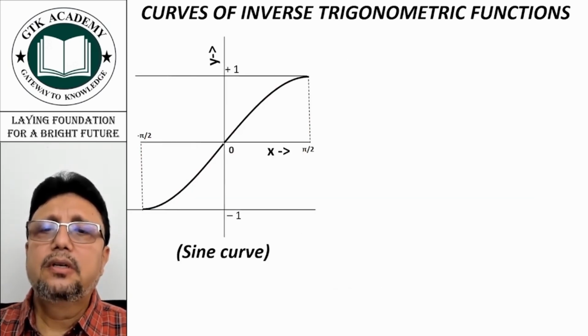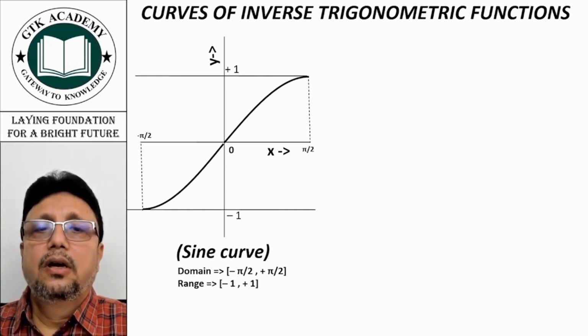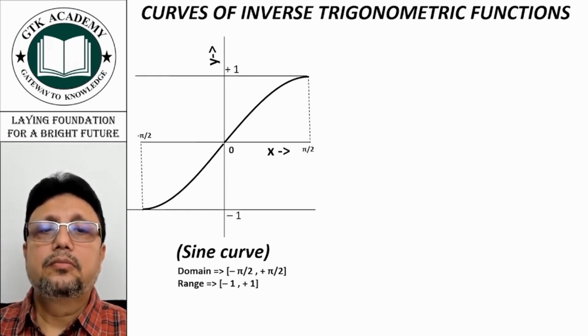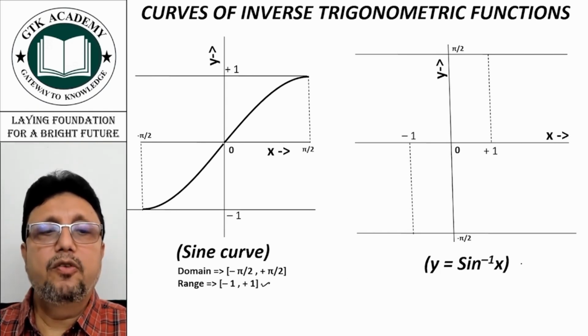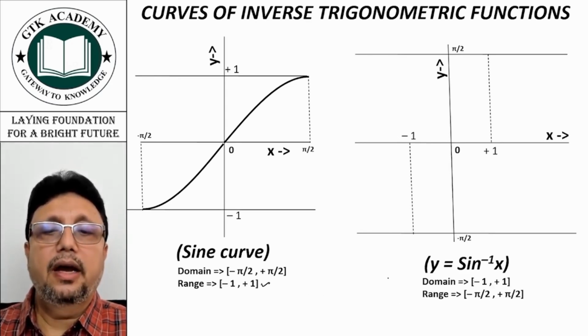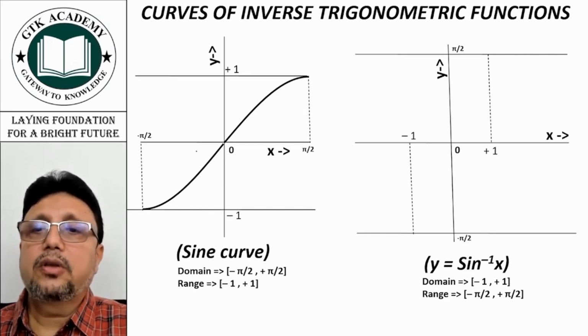Now we take that portion from minus pi by 2 to plus pi by 2. The domain is minus pi by 2 to plus pi by 2, and the range is minus 1 to plus 1. Now we draw the inverse of it. The domain of the inverse will be the range of this function. The domain of sine inverse will be the range of the sine curve. That is, this will be the domain and this is going to be the range.